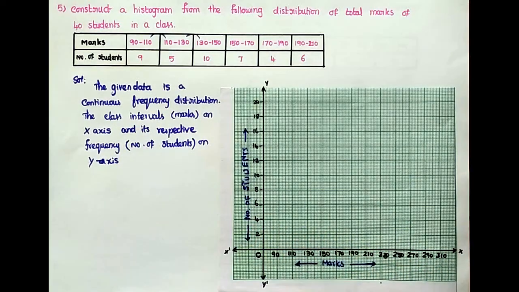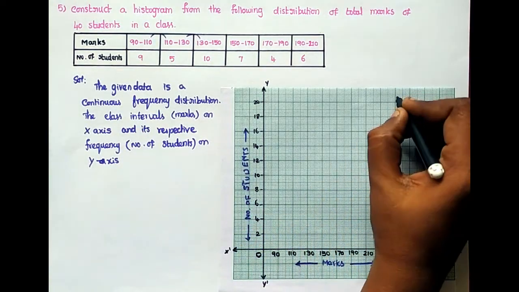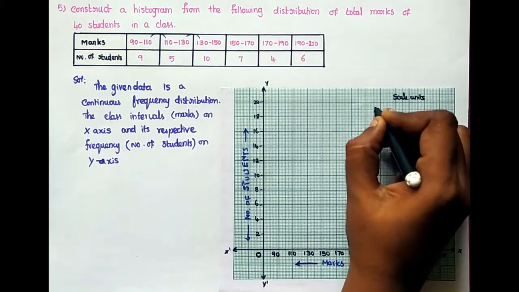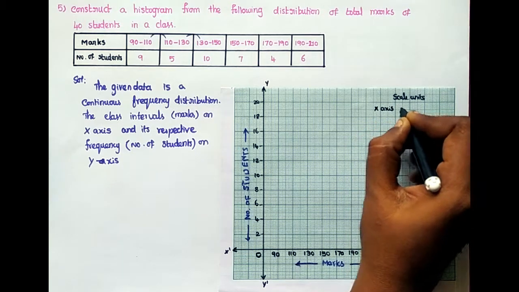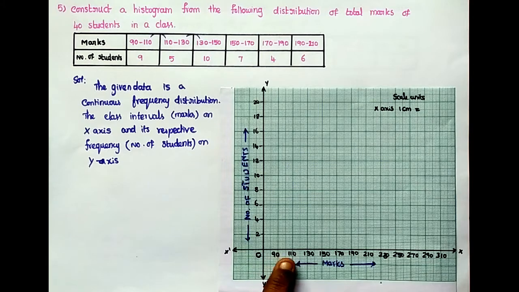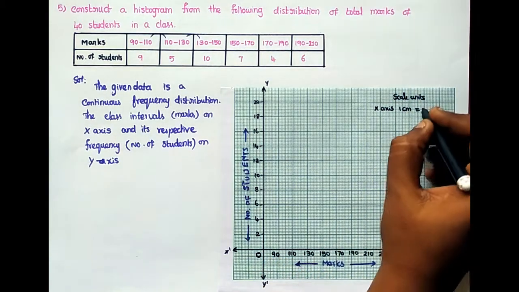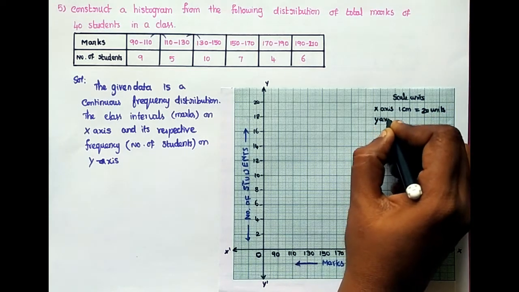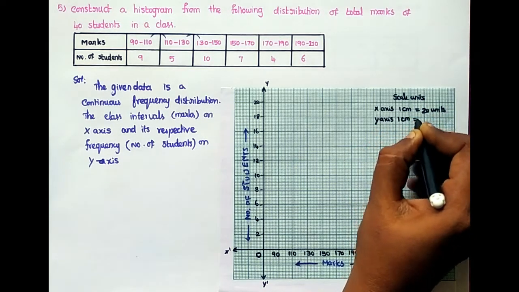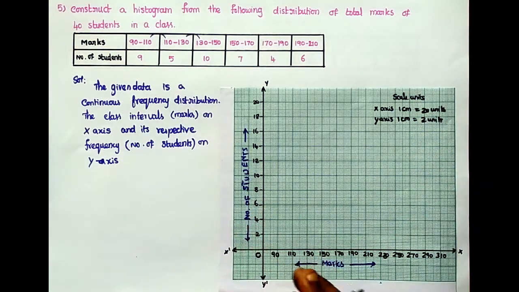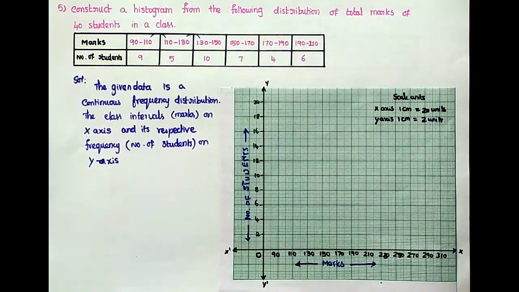Now listen, scale units. On the x-axis, 1 centimeter equal to how much difference? 20 units. And then on the y-axis, 1 centimeter equal to 2 units. Here 2, 4, 6. So 2 units. Now draw the histogram.